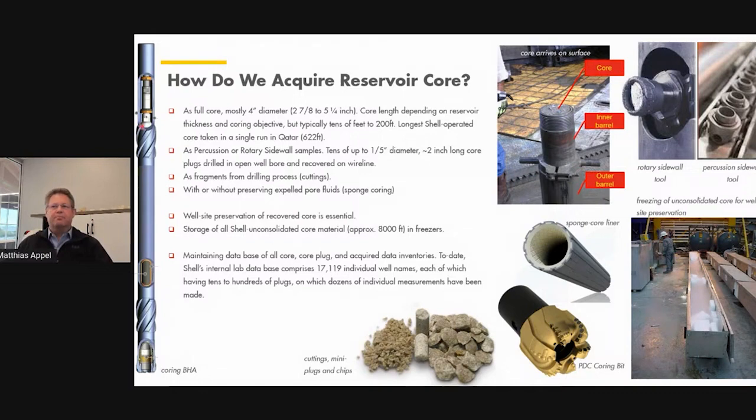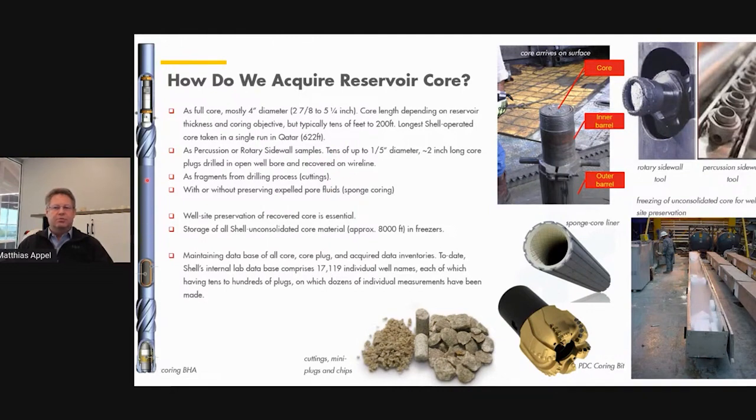retrieved to surface. So typically we take about 180 feet in a single coring run, but that strongly depends on how competent the rock is. The longest run that we have done in Shell in a single core is about 600 feet, quite long, but also very hard rock.